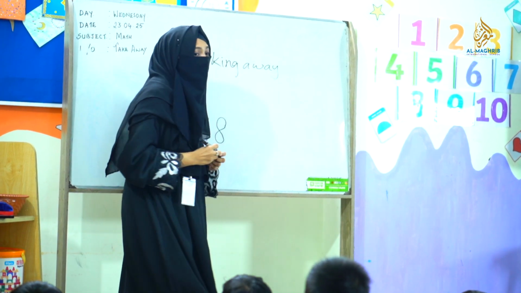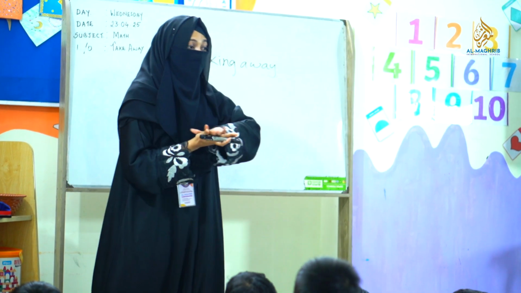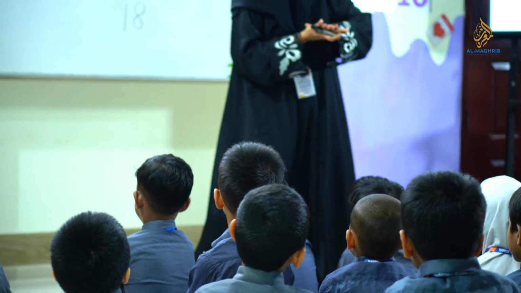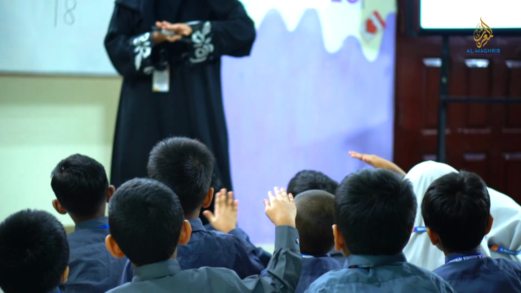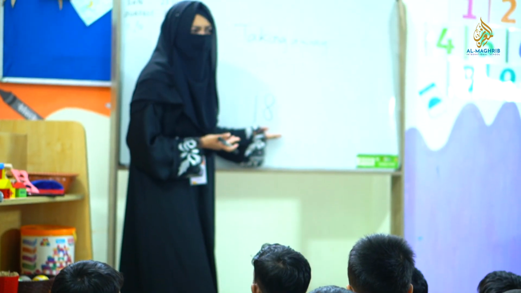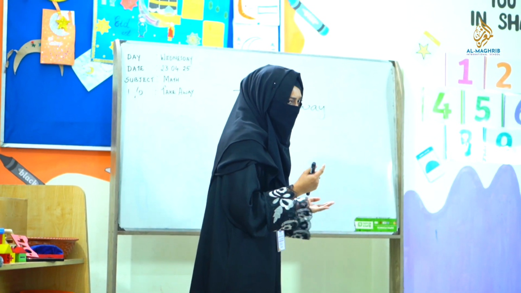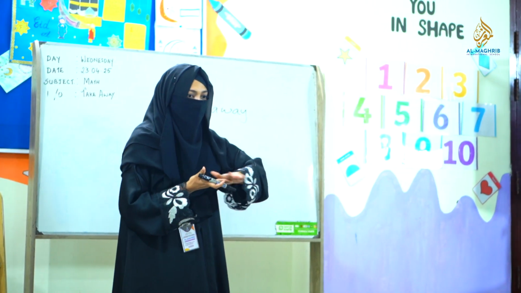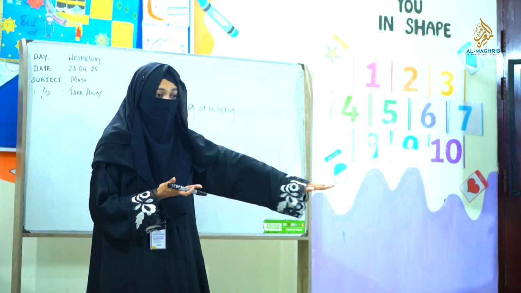So when we take away, we find one less. Can you all show me the sign of one less? Very good. So we have got 18 children present today. If one child goes home, we are taking away one child, one less.